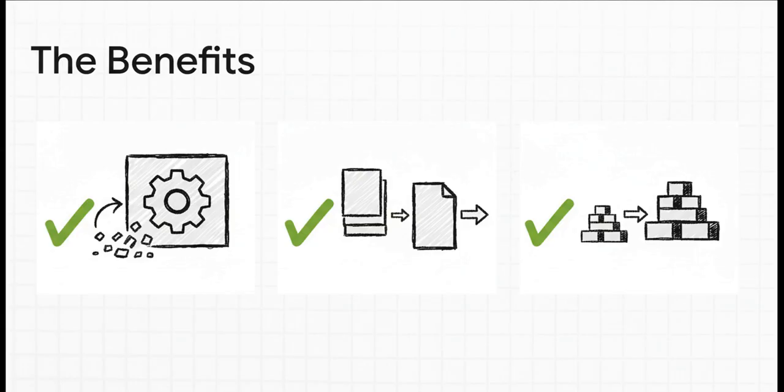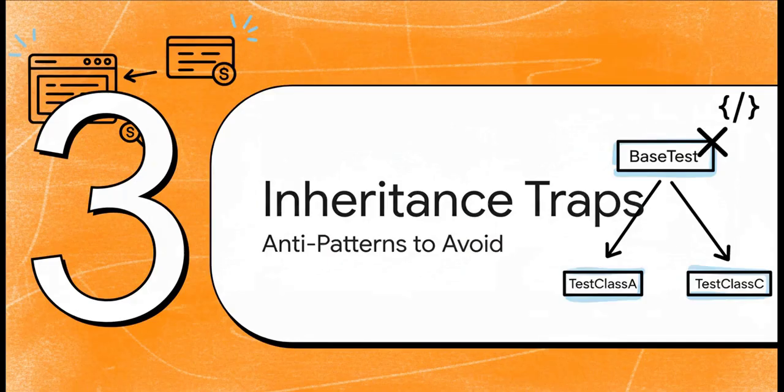You've wiped out a ton of duplicate code, which makes your project way easier to maintain. And maybe best of all, this structure scales beautifully. It works just as well for 10 tests as it does for 1,000. Okay, but knowing the right thing to do is only half the battle. If you really want to master this, you have to know what not to do.